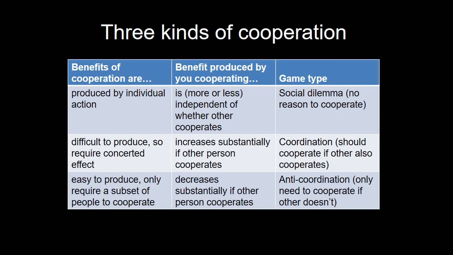And then in the opposite, anti-coordination case, you imagine that the benefits of cooperation are very easy to produce. So they only require a subset of the people in a two-player game, only one of the two people cooperating in order to create the benefit, like in the snowdrift case. And that means that the benefits from you cooperating are substantially lower if the other person also cooperates. And that leads to a desire to anti-coordinate rather than a desire to coordinate.